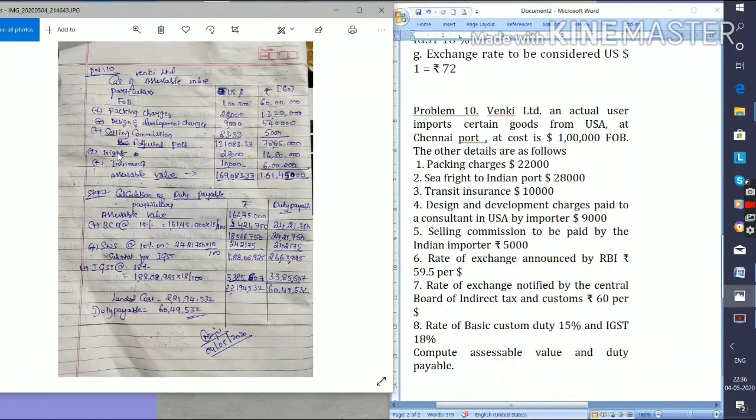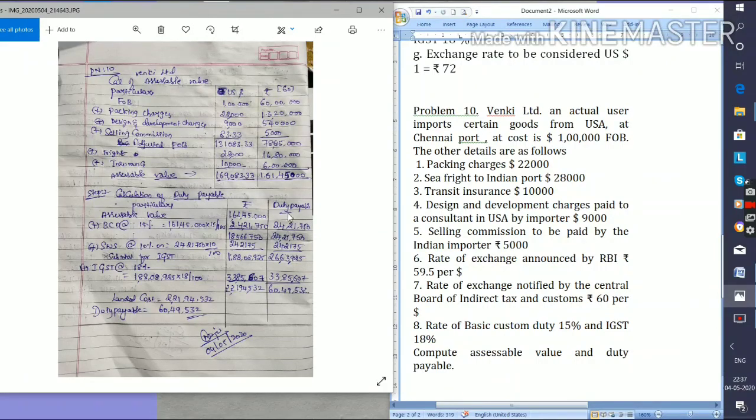Add to this the freight full amount, because it is imported through ship, 28,000 US dollar, Indian rupee 16,80,000, insurance 10,000, Indian rupee 6 lakh. Totally assessable value 1 crore 69 lakh, sorry, that is 1,69,083.33. Converted to Indian rupees, that is 1 crore 61 lakh 45,000. This again you carry to step number 2, calculation of duty payable.